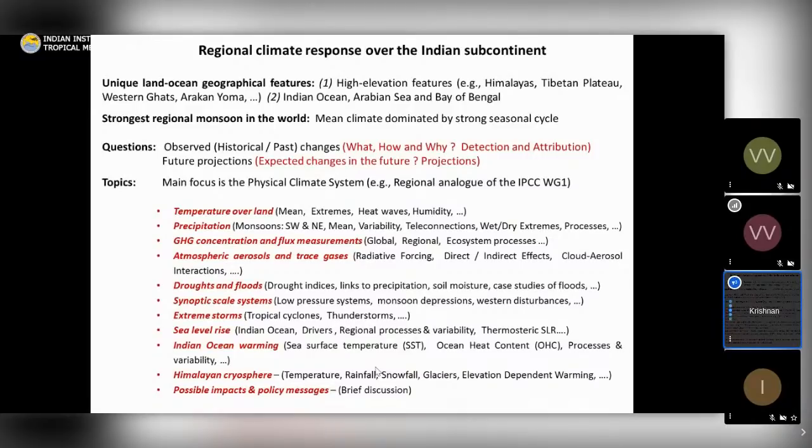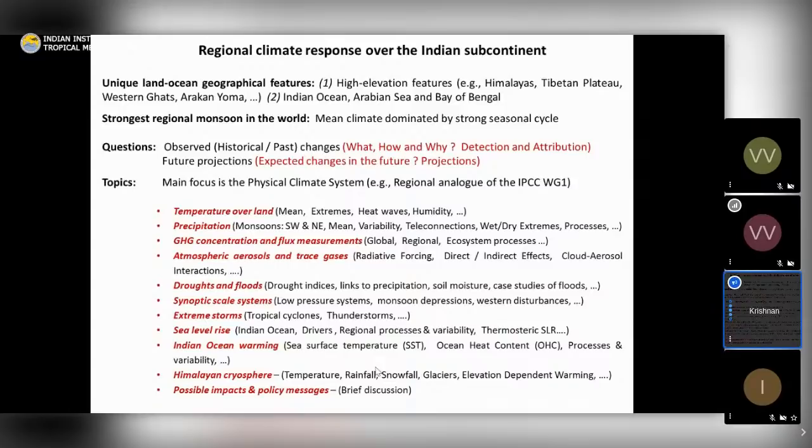So the questions we are asking are: what has happened in the past? What are the observed changes? How has it happened, and why has it happened? This comes under the detection and attribution problem. And what are the future projections? What are the expected changes in the future?